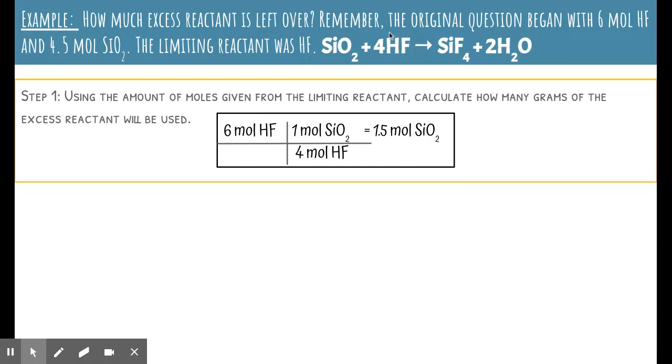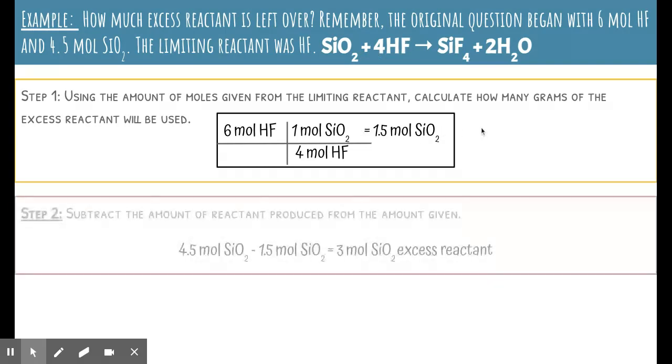So we knew that the hydrogen fluoride is our limiting reactant between the two, but we need to figure out how much will be left over. So we're going to have the 6 moles of hydrogen fluoride. We need to convert that into silicon dioxide. So we're going to use our mole ratio. We have a 4-to-1 mole ratio, and you're going to get 1.5 moles of silicon dioxide.